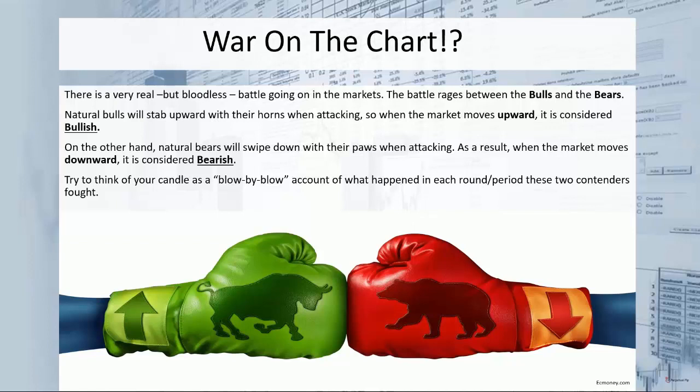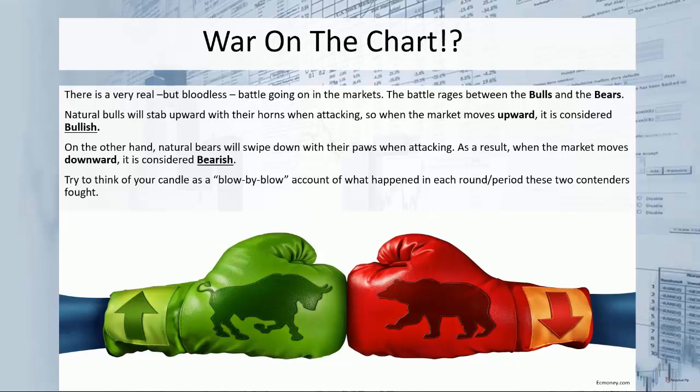Okay? On the other hand, you have bears, right? What happens with a natural bear? When a natural bear is attacking another bear or a prey animal, whatever the case may be, the bear will swat down with its paws. So naturally, this same market behavior in a downward slope is considered to be bearish, right?